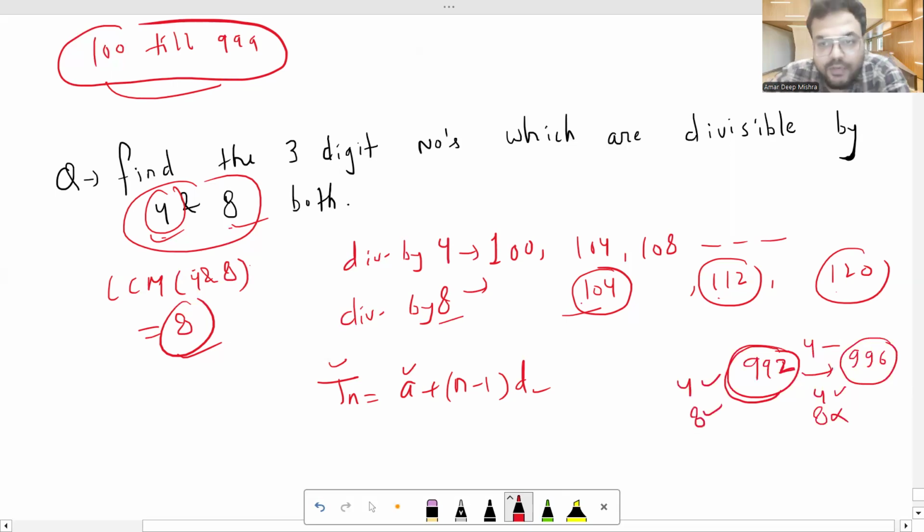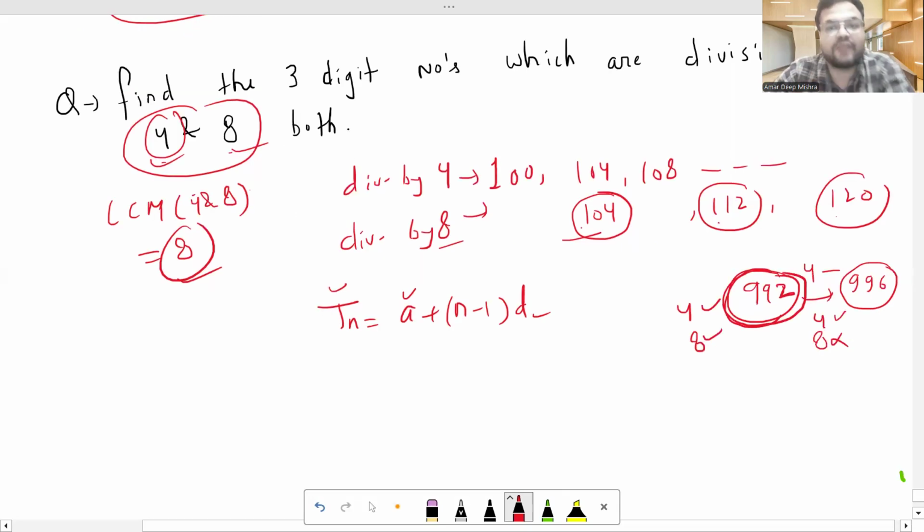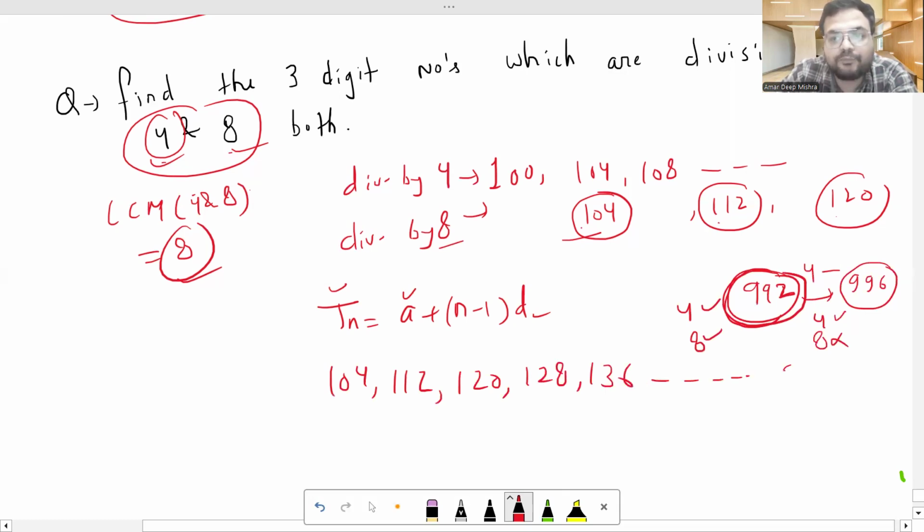Okay, so hence the last three-digit number which is divisible by both 4 and 8 is 992. So it's a series. It's an AP, an arithmetic progression with a common difference of 8: 104, 112, 120, 128, 136, up to 992. Because if you add 8 to this, you will get 1000, which is a 4-digit number, so I cannot take that.